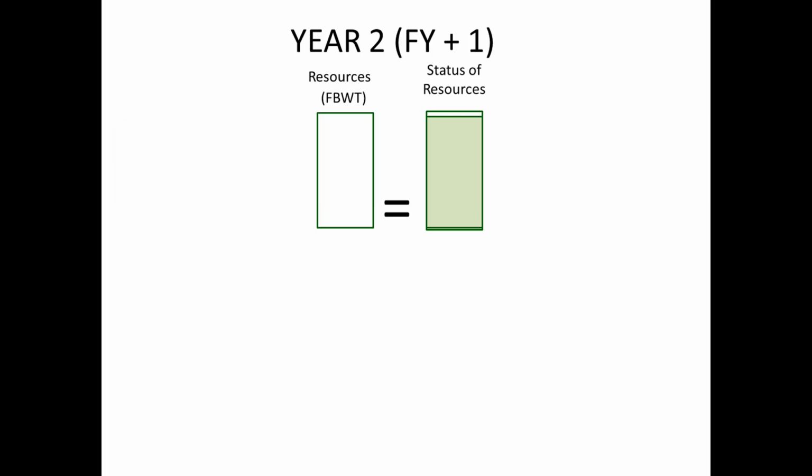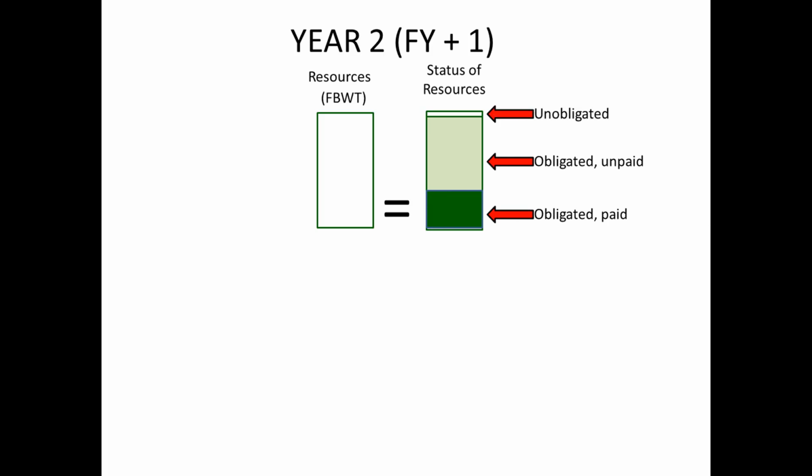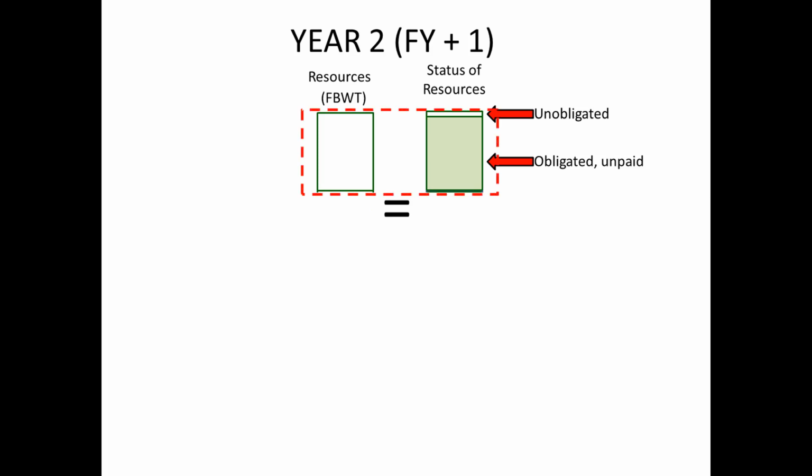During year 2, we would see more of our obligations getting paid, leaving a smaller unpaid balance, as well as the unobligated balance. When we close out year 2, we can see the amount remaining to account for in year 3.